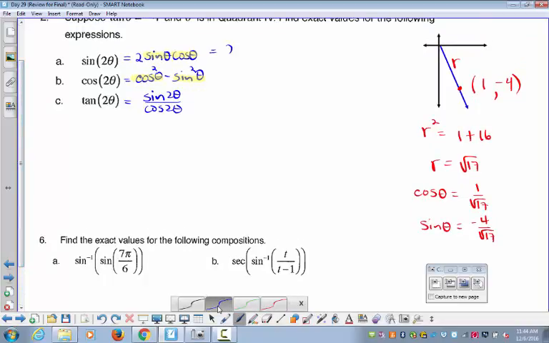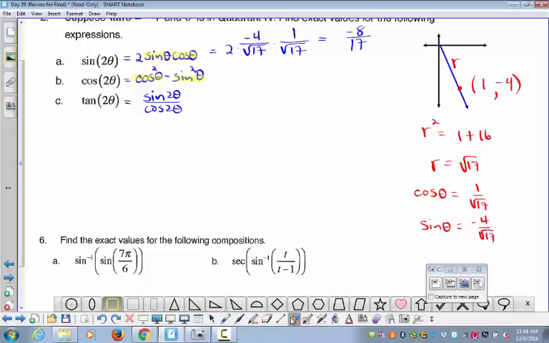So here we have 2 times sine of theta, which is negative 4 over the square root of 17, times cosine of theta, which is 1 over the square root of 17. Square root of 17 times square root of 17 is 17. So we have minus 8/17. That's our value.